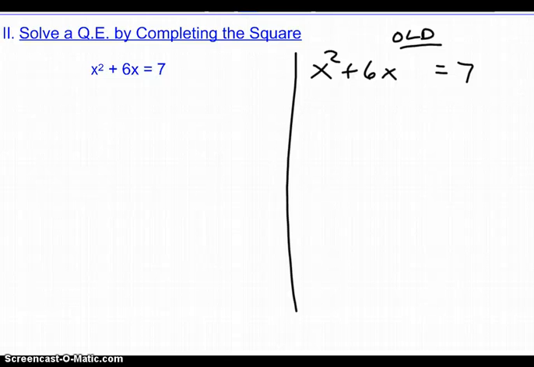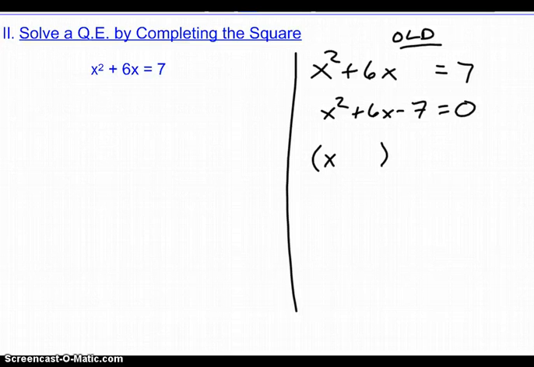Maddie? You'd set it to 0. Good, so we would subtract 7 from both sides, right? And we would get x squared plus 6x minus 7 equals 0. Now, is this factorable? Yes. Are there factors of 7 that subtract to give you 6? Yes. It's negative, so we're subtracting them. So yes, there are. It would be x what? Plus 7, x minus 1.